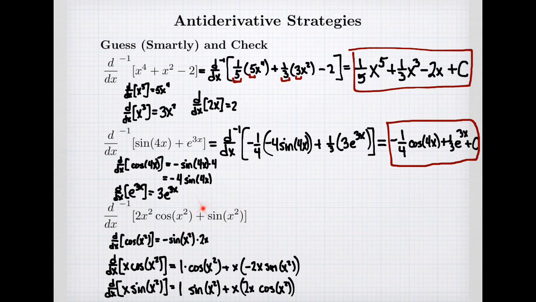The sine was really coming from the x sine of x squared's first term, and 2x squared cosine of x squared is what's coming from the second term. And so the antiderivative is going to be x sine of x squared. That's one of them. There's a whole family.